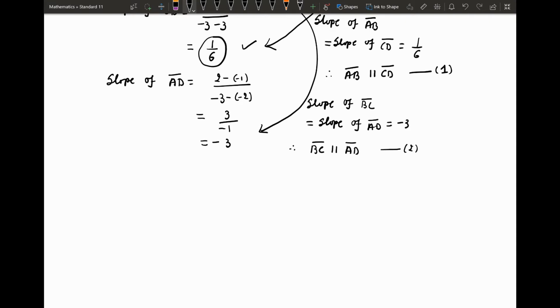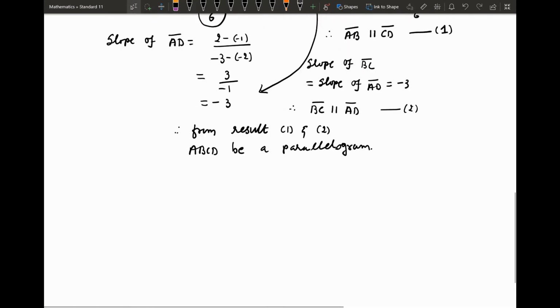From results 1 and 2, opposite sides are parallel, and therefore we can claim that ABCD is a parallelogram. So given vertices are vertices of a parallelogram.